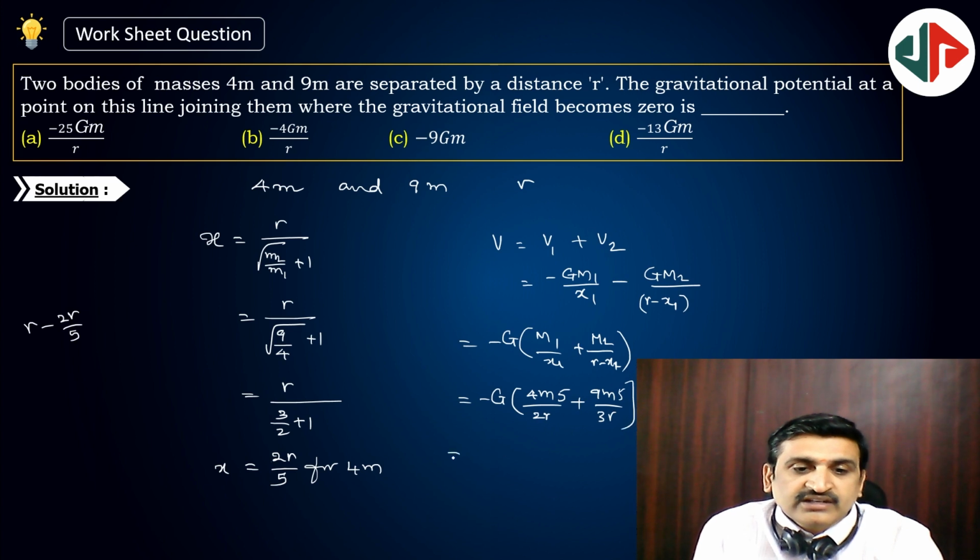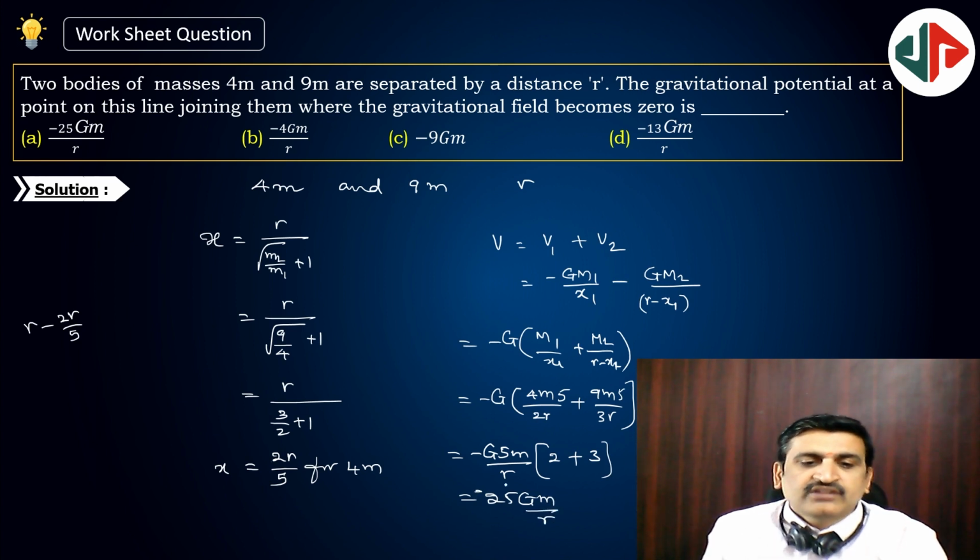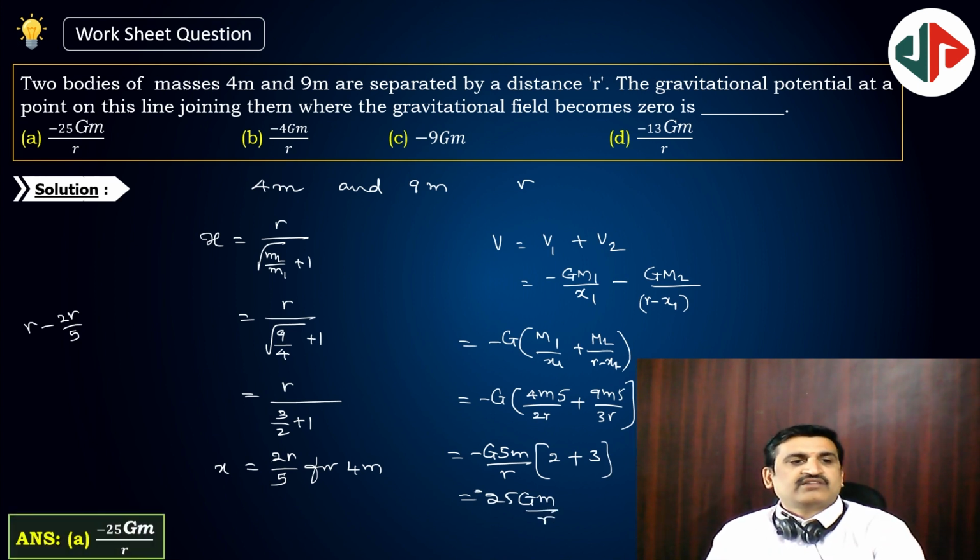So what can be taken common? Minus G. 5m can be taken common here, and by r also comes out. What are the left out things? 2 times will go, plus 3 times will go, 3. That's it. M by r everything came out. So 5 times 5 is 25. 25 Gm by r with a negative sign. In that aspect only, G value is not substituted.